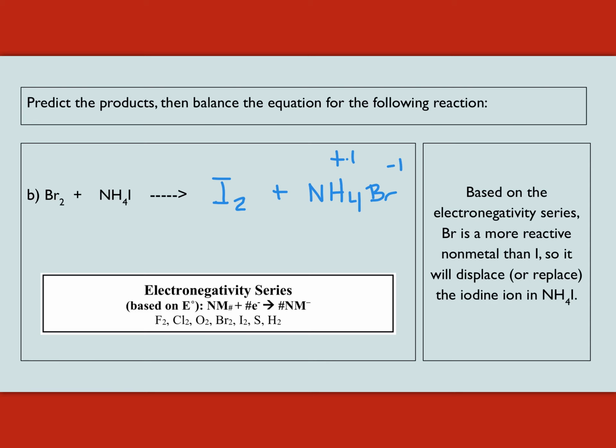Now, to balance this equation, we'll need to put a 2 in front of the NH4Br and a 2 in front of the NH4I. It doesn't make any difference what order you write these products in. What does matter is that you write neutral compounds and that you only make this switch if in fact the element by itself is more reactive than the anion that it's replacing. If it wasn't more reactive, you would just write no reaction on the product side.